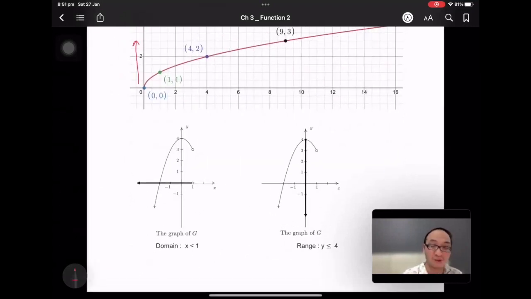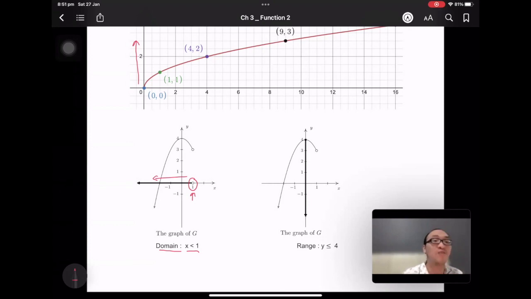So from here we can see that the domain is taken from the x-axis. Here the domain starts from 1, exclusive, because this is a blank dot, an empty dot, and goes to the left. So the domain will be x smaller than 1, exclusive.